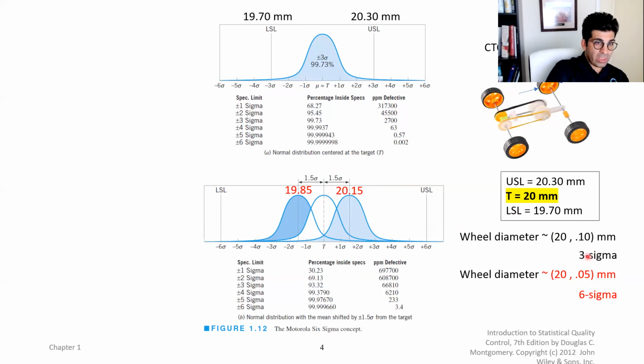So for this 3 sigma production that we had, the first example, you can see that if we consider that shift also, then our parts per million for 3 sigma is going to be much more than what we had. It used to be 2,700. Now it's 66,810 parts defective per million. But for 6 sigma, which means if your sigma is just half of that, 0.05, even with that shift, you're still going to have only 3.4 parts defective per million, which is a very small number.